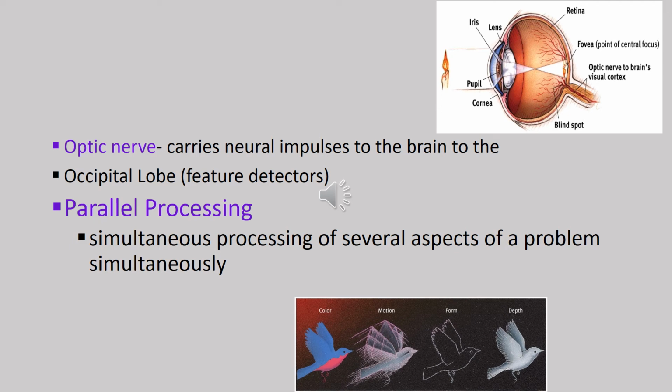The occipital lobe contains what we call feature detectors. So these special detectors will detect shape, form, color, all at the same time, which is a process known as parallel processing.